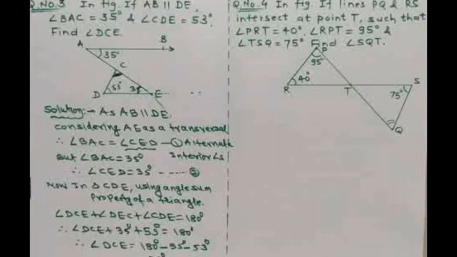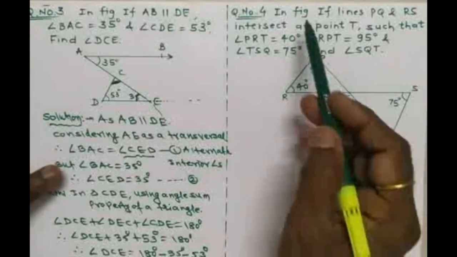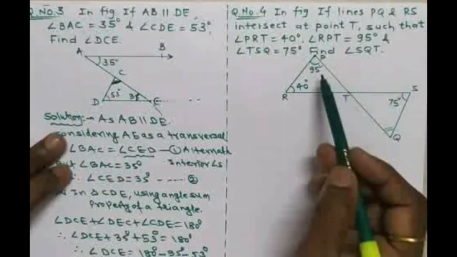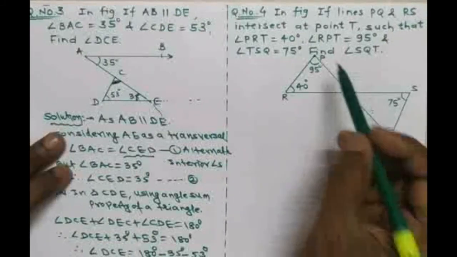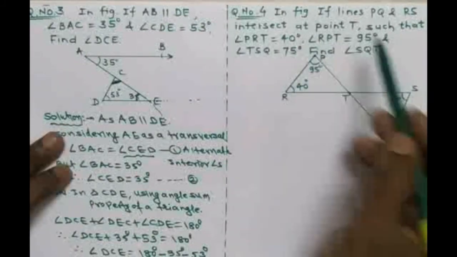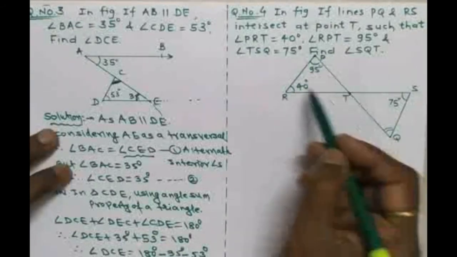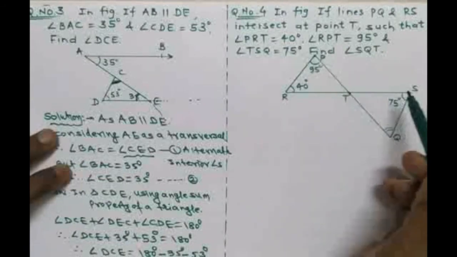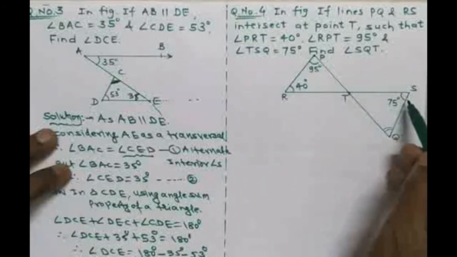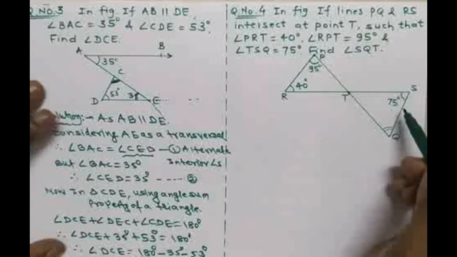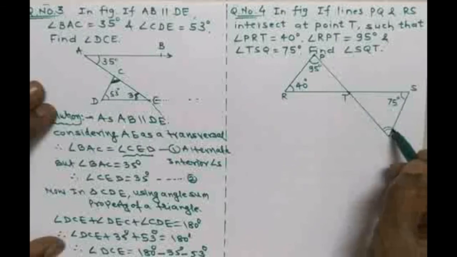Okay. Now come to the next question. In question number 4, in figure, lines PQ and RS, this is PQ line, this is RS line, these two lines are intersecting each other at point T. Lines PQ and RS intersect at point T such that angle PRT is 40 degree. Angle RPT is 95 degree, and angle TSQ is 75 degree. Okay, these three angles are given and it is asked to find angle SQT.